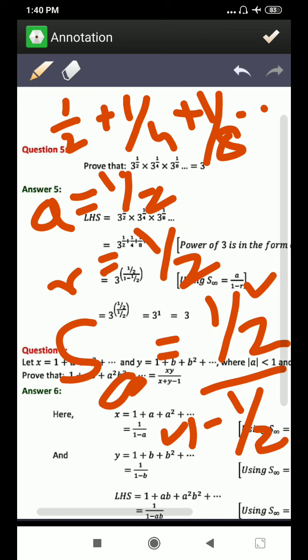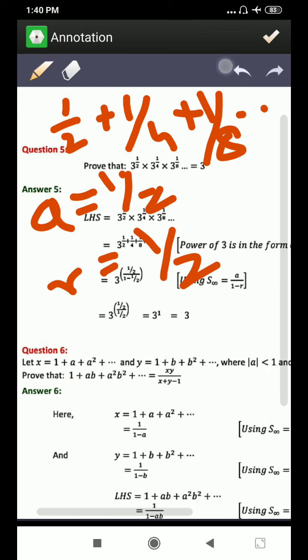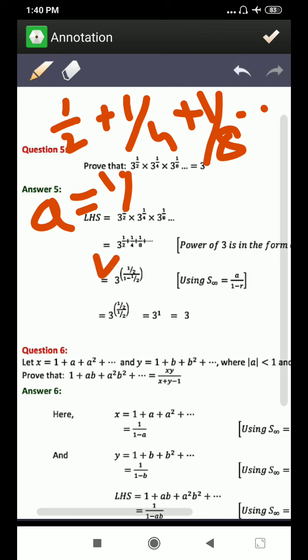Denominator is also half, numerator is also half. So it will be 1 only. So in the power of 3 it is 1 only. The power of 3, whatever is given, we calculated this and it is equal to 1 only. Over here it is also solved. On power of 3 it is 1 only. So it will become 3 raised to power 1. So answer of this is equal to 3, which you have to prove.